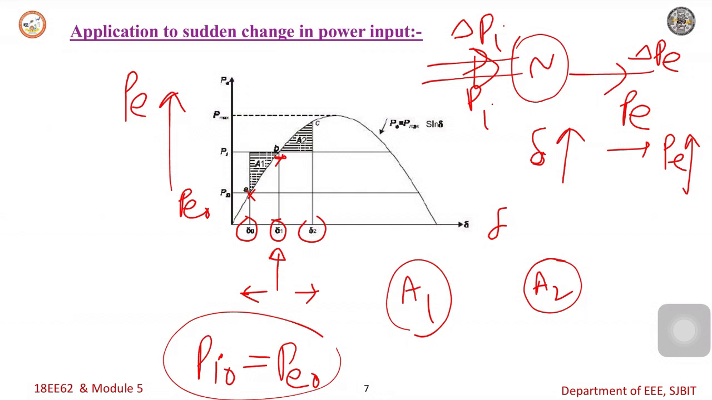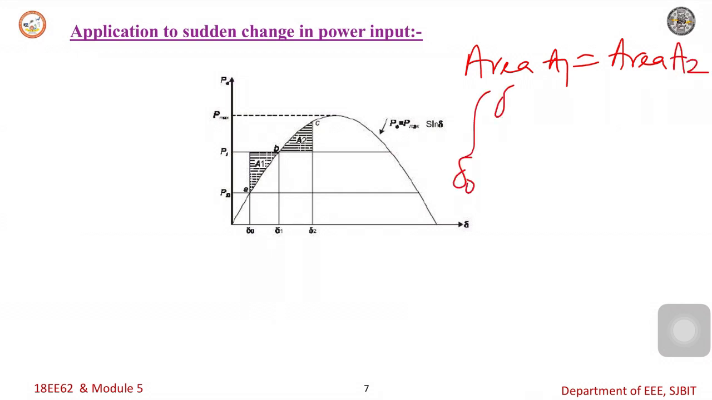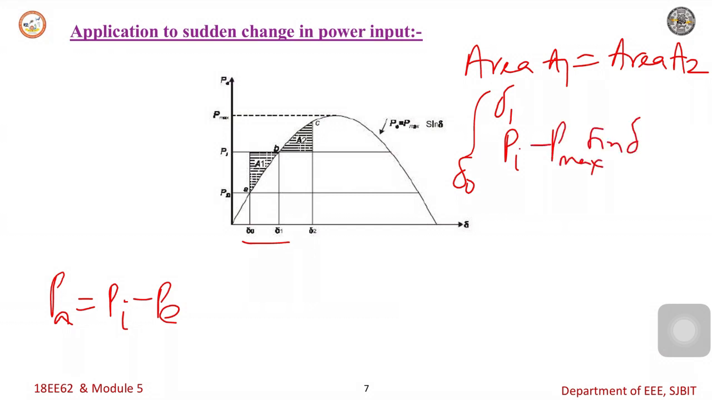So area 1 and area 2. Area 1 is from delta naught to delta 1, under the accelerating power PA. PA is nothing but Pi minus Pe, here Pi naught minus P max into sin delta, since Pe can be written as P max into sin delta, integrated with respect to d delta.